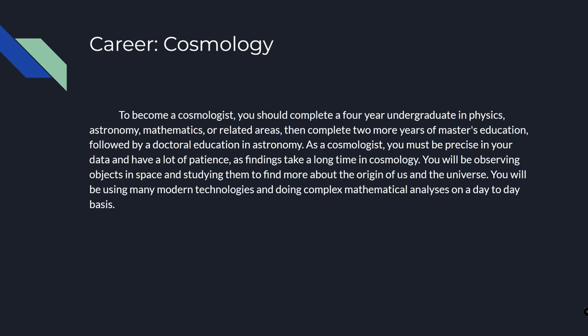Cosmology. To become a cosmologist, you should complete a four-year undergraduate degree in physics, astronomy, mathematics, or related areas, then complete 2 more years of master's education, followed by a doctoral education in astronomy. As a cosmologist, you must be precise in your data and have lots of patience, as findings take a lot of time in cosmology. You will be observing objects in space and studying them to find more about the origin of us and the universe.